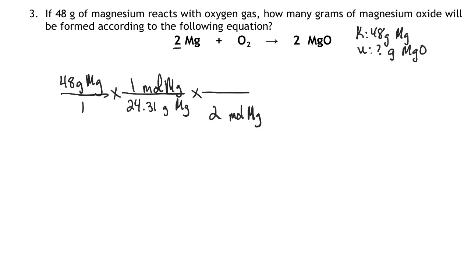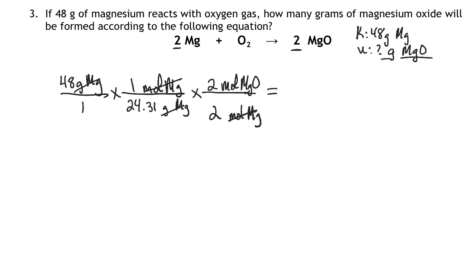And now I'm looking for my unknown, which is magnesium oxide. So then I go over here, and I see that I also have 2 moles of magnesium oxide. Let's cancel off my units and see if I'm ready to put it in the calculator. Grams of magnesium, mole of magnesium, mole of magnesium. I'm left with mole of magnesium oxide, and that's what I need for my answer.